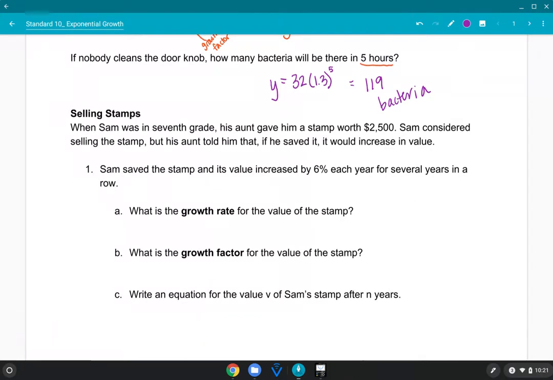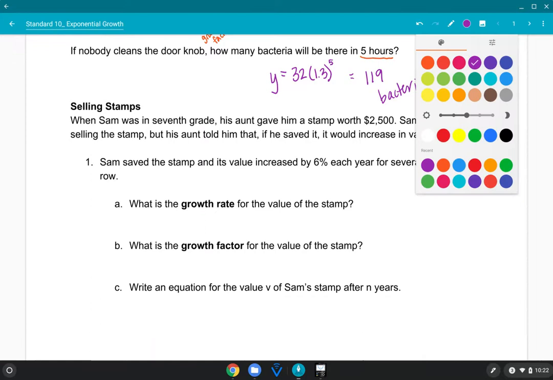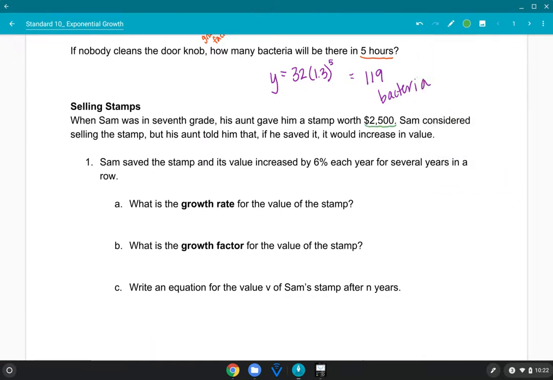So let's talk about selling stamps. When Sam was in 7th grade, his aunt gave him a stamp worth $2,500. A stamp, like one you would use to mail a letter, is sometimes worth a lot if it's really vintage. Sam considered selling the stamp, but his aunt told him that if he saved it, it would increase in value. Okay, so we know the starting point for the value of this stamp was $2,500.